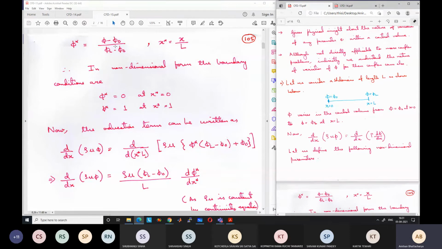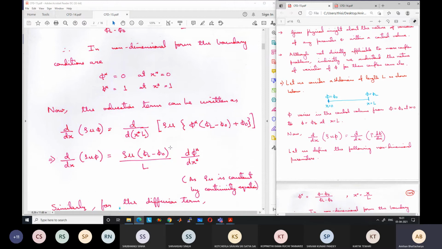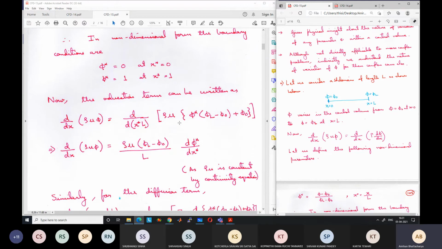So d dx of rho u phi. So assuming that rho u is constant due to continuity equation, we can take out rho u. Phi L minus phi 0 anyway is constant. So rho u phi L minus phi 0 by capital L. Okay. So what we are left with? We are left with derivative of phi star. Derivative of phi 0 is 0 because phi 0 is constant. So derivative of phi star with respect to x star. Okay. d phi star dx star. So d dx of rho u phi can be written as rho u phi L minus phi 0 by L d phi star dx star. Okay.